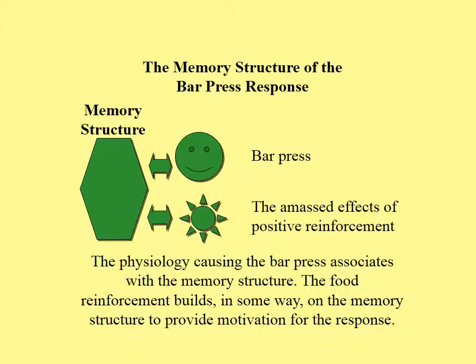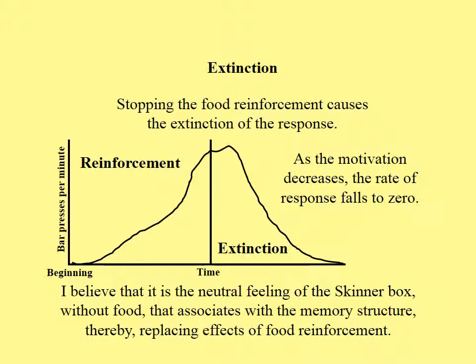Here we see the memory structure of the bar press response and the amassed positive reinforcement. The physiology causing the bar press associates with the memory structure. The reinforcement, the decrease of food deprivation, builds in some way on the memory structure to provide motivation for the response. Stopping the food reinforcement causes extinction of the response.